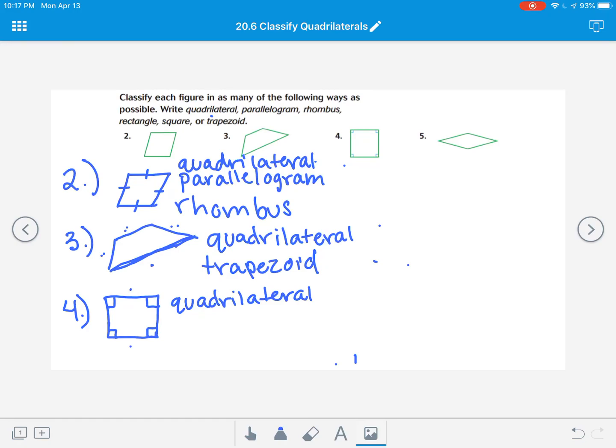Let's take a look at the next word, parallelogram. It has 2 sets of parallel sides, so yes, it is a parallelogram. Is it a rhombus? Are all the sides equal? Yes, they are all equal. 2 sets of parallel sides and all sides are equal. So yes, it is also a rhombus.